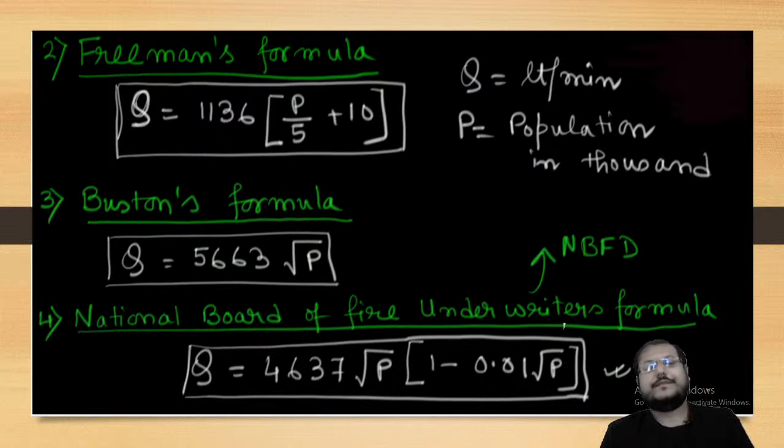And the fourth one is the most important formula. It is the National Board of Fire Underwriters formula. Actually, it is an organization of the USA. They generally provide fire accident insurance. The formula is Q equal to 4637 under root P into (1 minus 0.01 under root P).